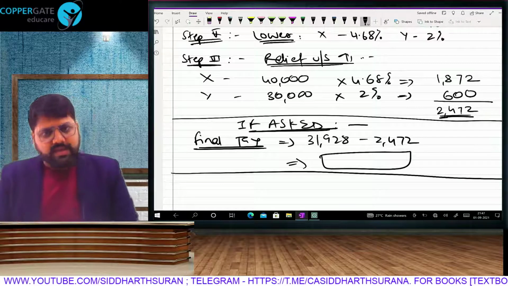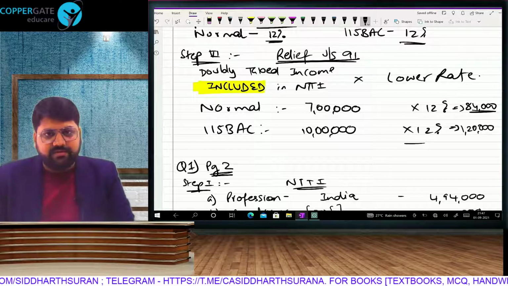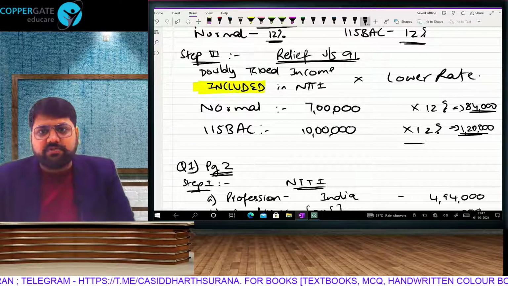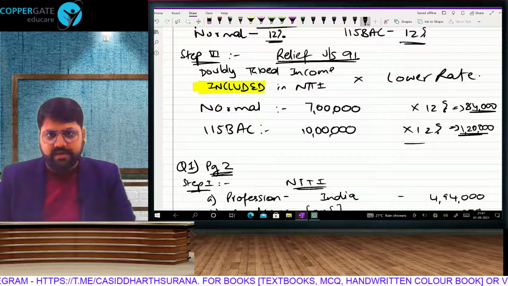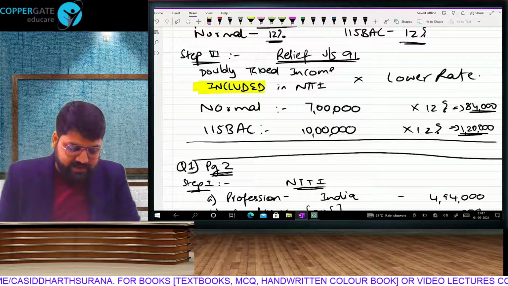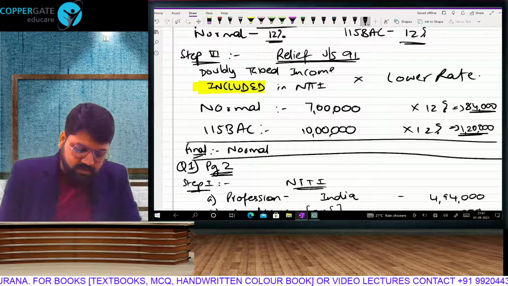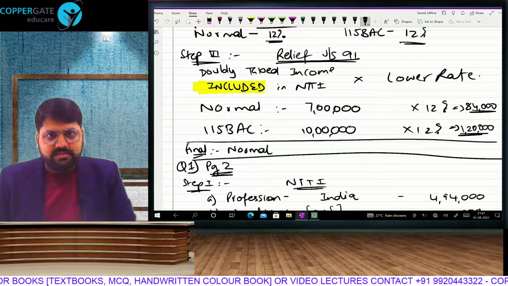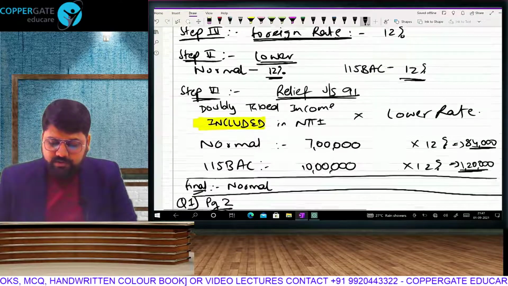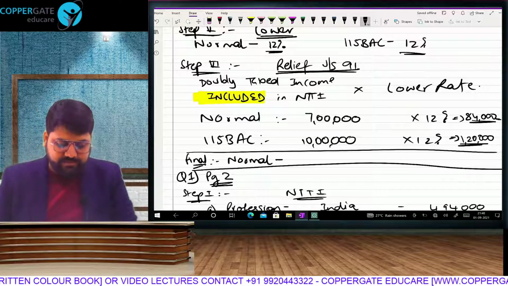To take you to the second example that we did in unilateral relief, just a second please. We got 84,000 relief in our normal and 120 in our special. If the question is only asking us the amount of relief, we will stop here. By chance, if this question also asked us our final tax, then tell me, as per normal, what minus what? 397,800 was the tax as per old regime. From this you will get relief of 84,000. Then what will be your answer? 397,800 minus 84,000.